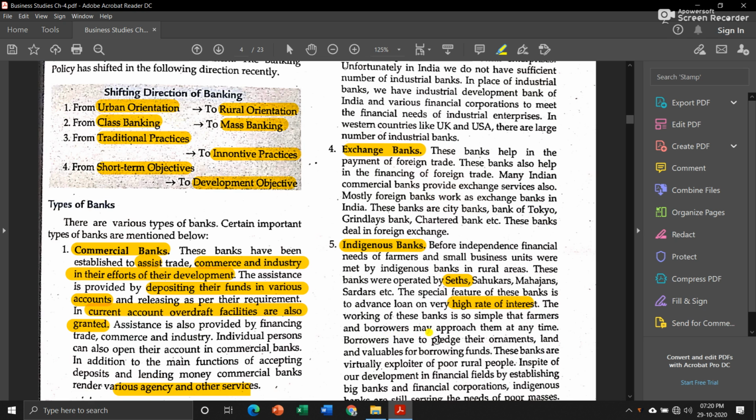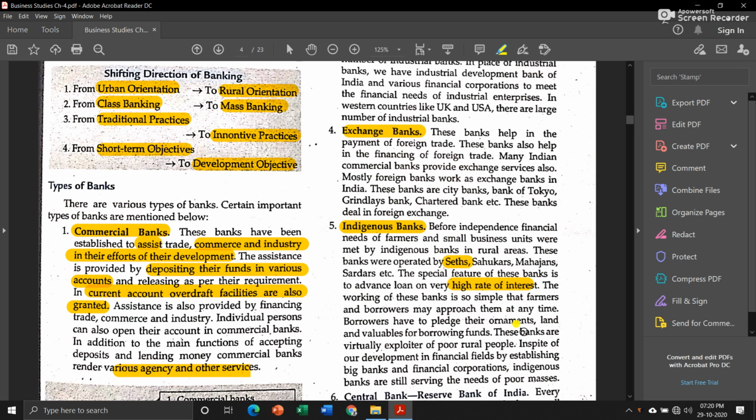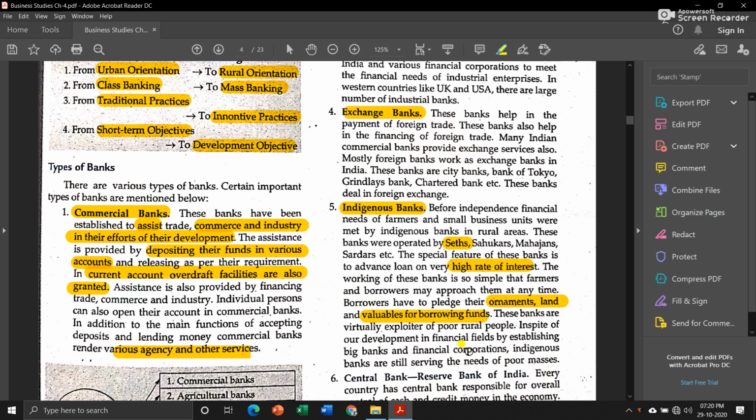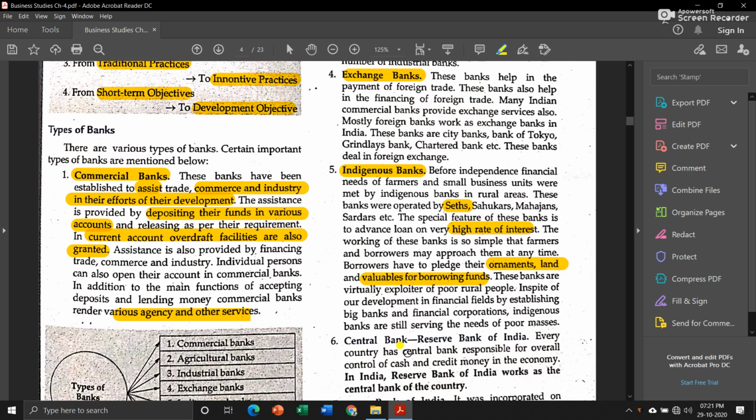Then borrowers have to pledge their ornaments while taking the loan amount. What they have to do is keep their ornaments, land, or something very valuable for borrowing funds. These banks are virtually exploiters of poor rural people. Means they used to exploit rural people by charging high rates of interest. In spite of our development in financial fields by establishing big banks and financial corporations, there are still some places in our country where indigenous banks are still serving. Means they are exploiting the poor farmers even now.